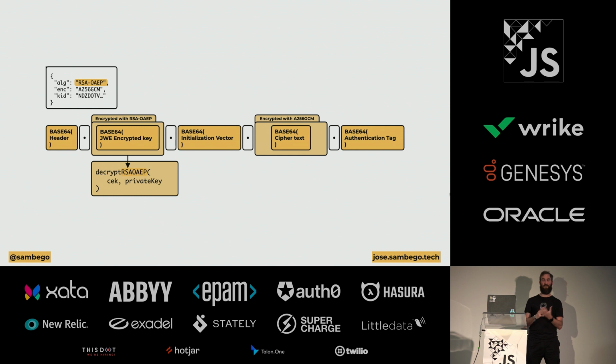We take that library that knows how to deal with that algorithm, pass along the encrypted content encryption key, together with the private key, of which we'll find the ID in the header as well. And if all things work out well, we get a decrypted content encryption key, which means a content encryption key that we can actually use to decrypt the cipher in this JWE.